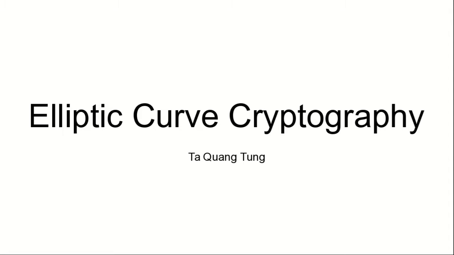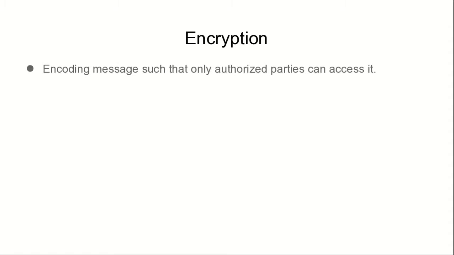Today I'm going to introduce elliptic curve cryptography. It's one type of encryption algorithm. But first, what is encryption? The definition is a way of encoding messages so that only authorized parties can access them. It's fundamental and also one of the most important problems in security.